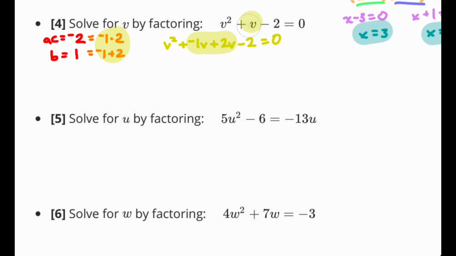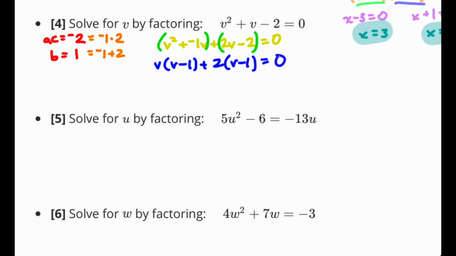And I do try to color code all the steps, so hopefully this makes more sense with the colors. So step 1, find AC, find B. Step 2, find two numbers that multiply to AC, and those same two numbers have to add for B. Split the middle term like we just did. And next, factor by grouping. Greatest common factor here is V, so it's going to be V minus 1, plus factor out a 2 here, you get V minus 1 again, is equal to 0.